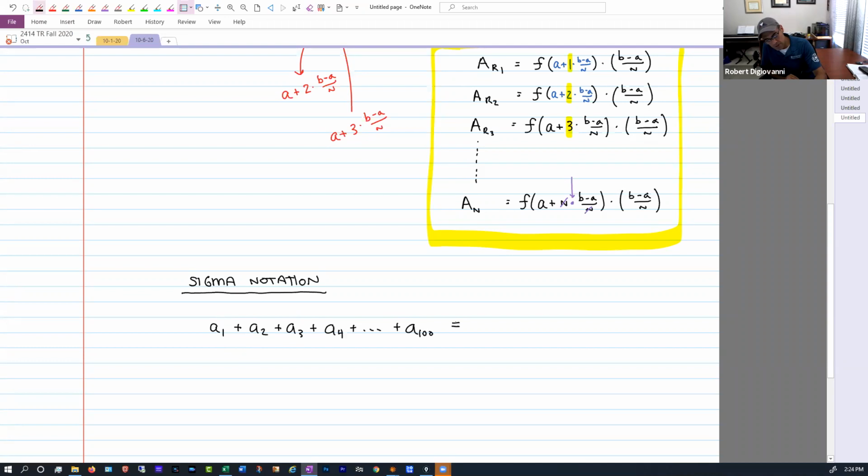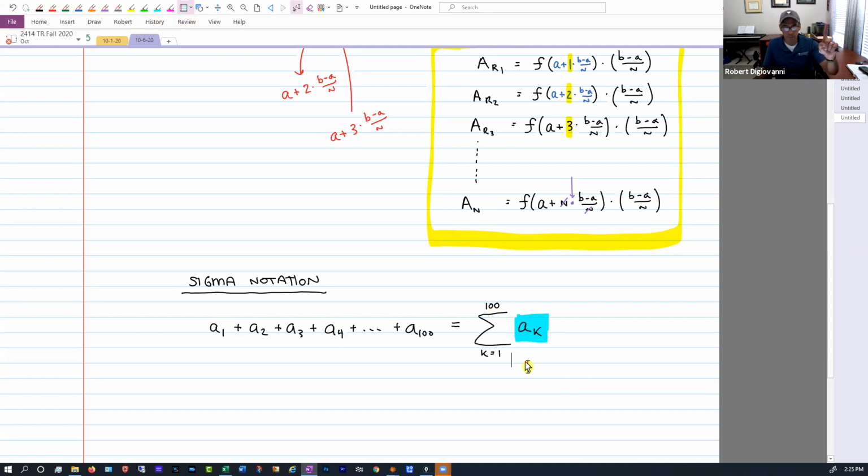So what we do is we rewrite it as sigma, capital Greek letter S. We put k equals 1, and then up here we put 100, and then in the expression here we put a sub k. So the way this works is that the sigma tells you you're going to add a bunch of stuff up. K says where you're going to start. Up here tells you where you're going to stop. And then this is the expression that is going to change.